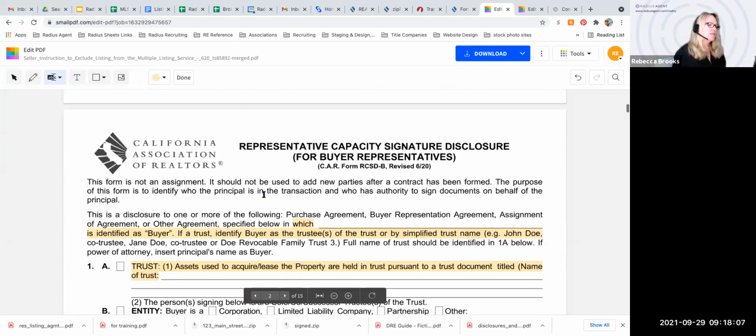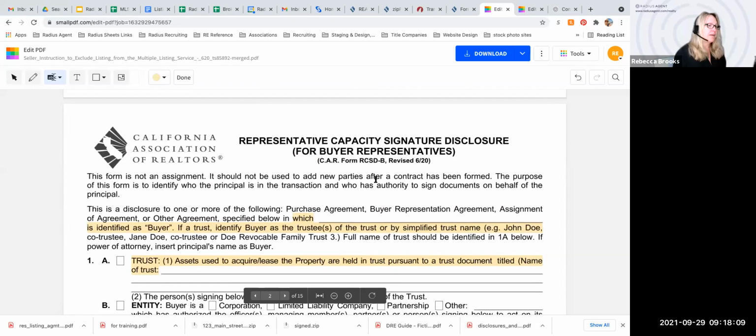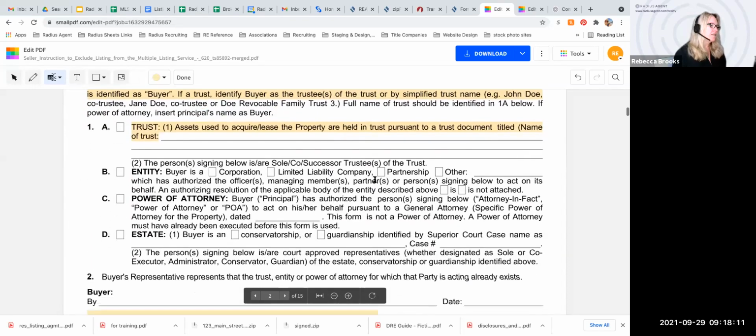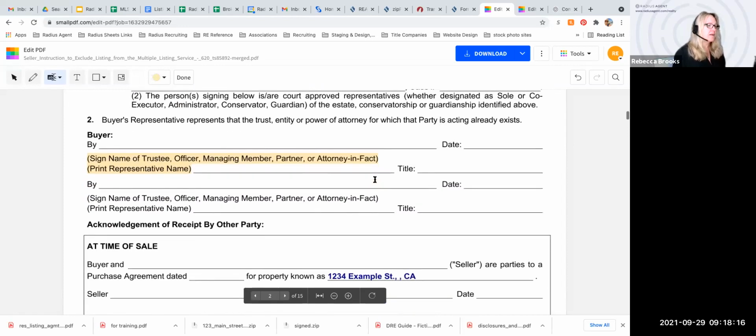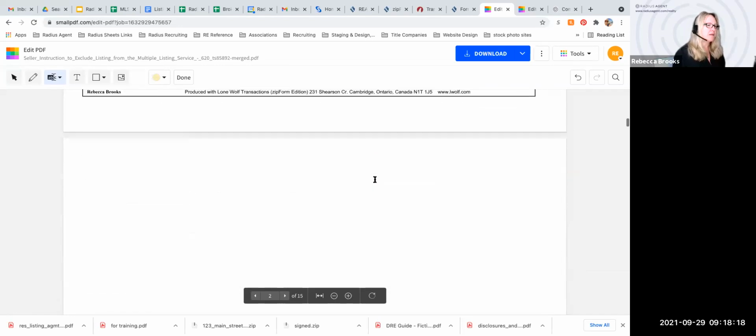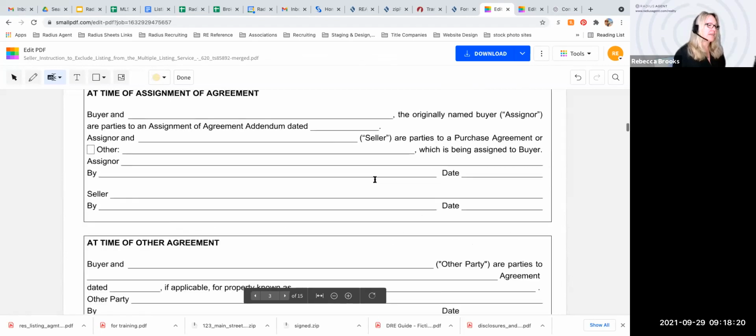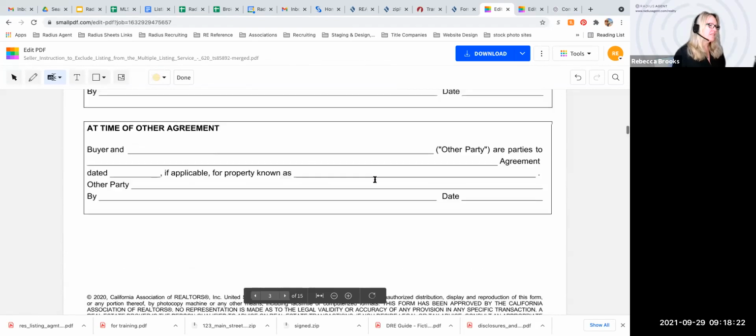Okay, and so for a buyer signatory capacity, and for the seller signatory capacity, the title companies are probably going to want to see a document that proves that that signer has the capacity or that right to sign.